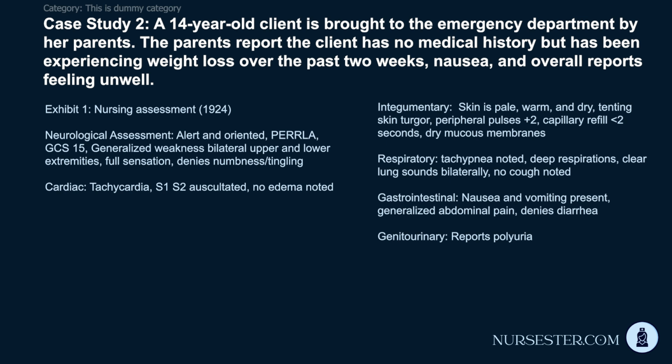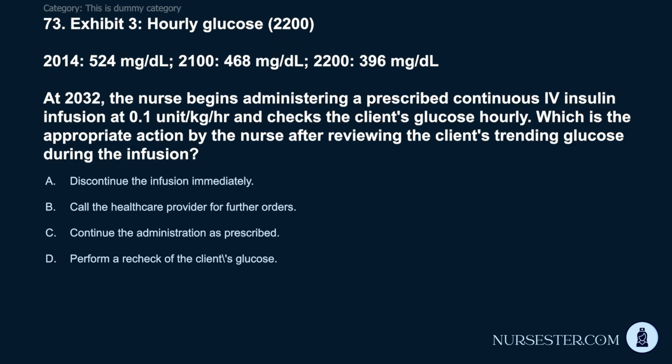Gastrointestinal, nausea and vomiting present, generalized abdominal pain, denies diarrhea. Genitourinary, reports polyuria. 73. Exhibit 3, Hourly Glucose. 2200, 2014, 524 mg per deciliter, 2100, 468 mg per deciliter, 2200, 396 mg per deciliter.